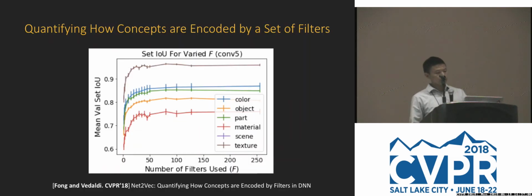Here I would like to further highlight some recent work in this direction. For example, here is recent work by Fong and Vedaldi from Oxford University. They have been looking at how concepts are encoded by a set of filters. This plot shows that as the number of filters increases, the IOU of the segmentations also keeps increasing. After you include about 30 or 40 units, the performance kind of saturates. It shows that the semantic information may be encoded by only a limited group of filters.